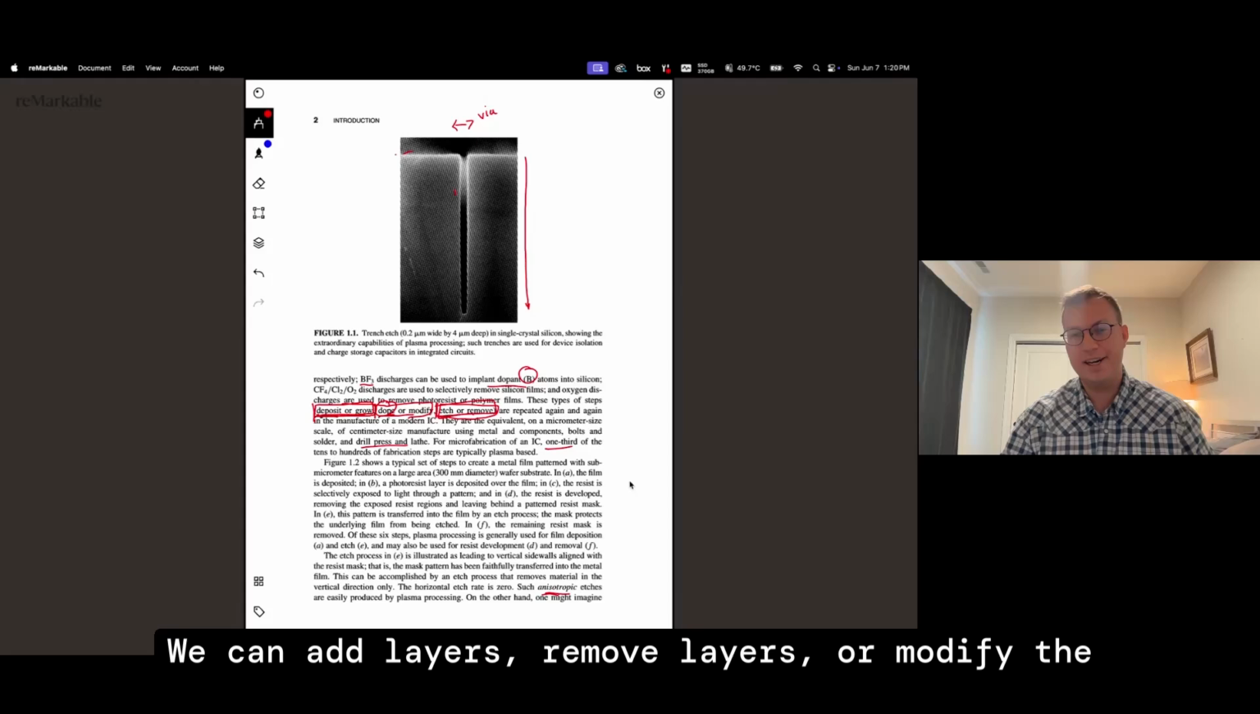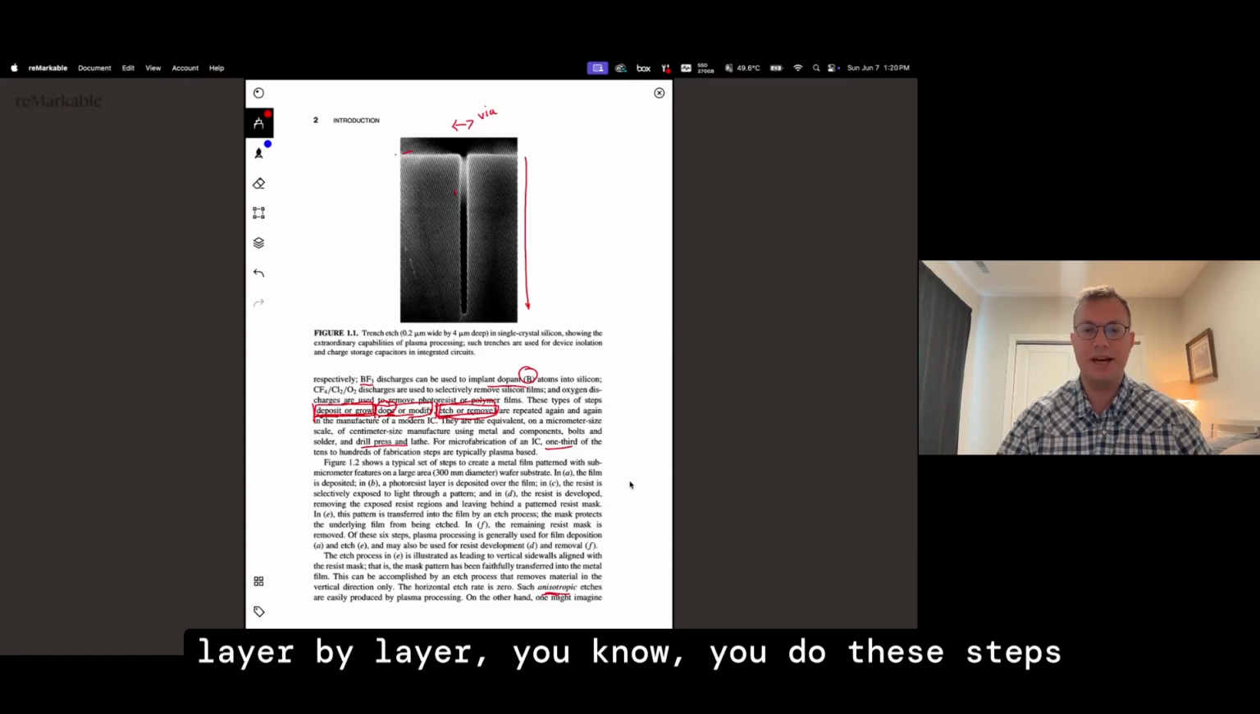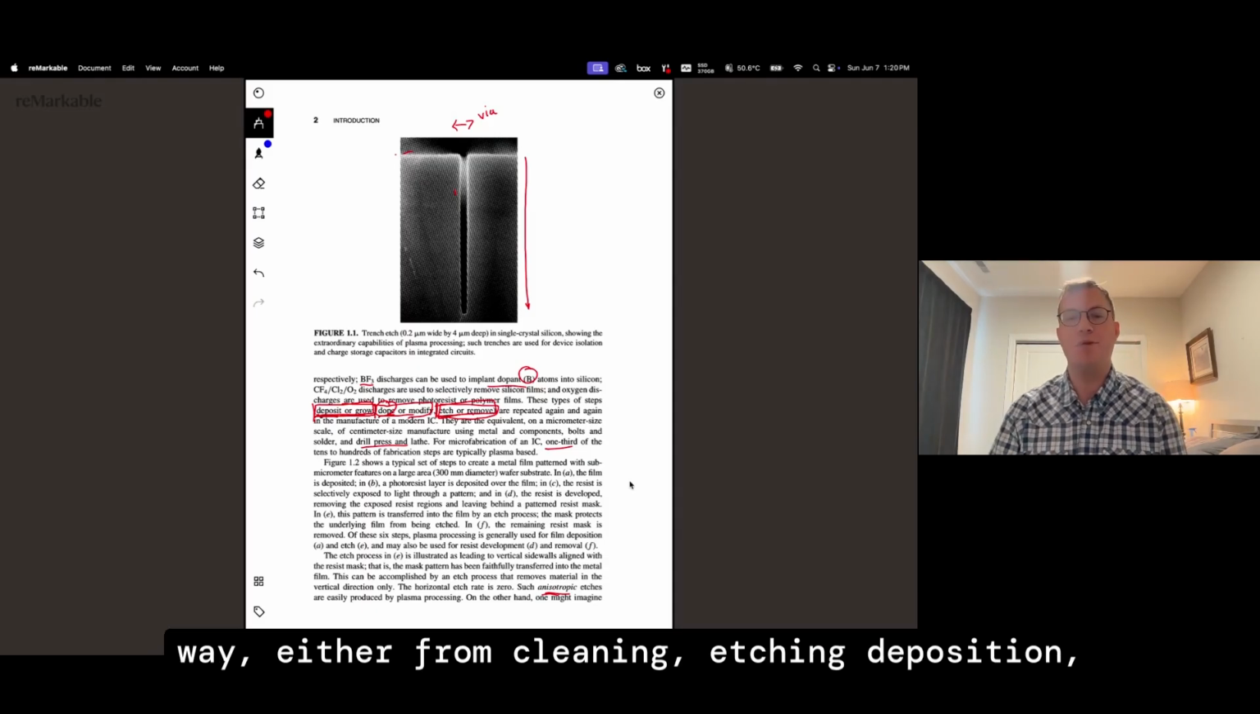We can add layers, remove layers, or modify the layers. And again, in a modern chip, to produce a chip layer by layer, you do these steps hundreds to thousands of times, and about 1/3 of those use a plasma in some way, either for cleaning, etching, deposition, and so on.